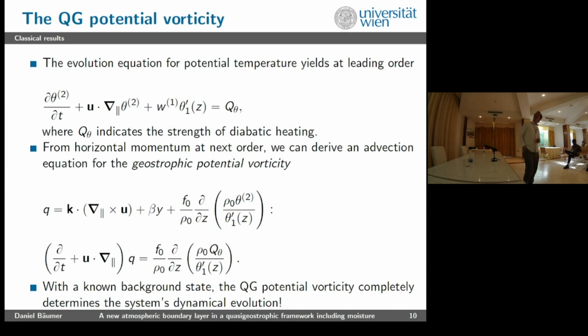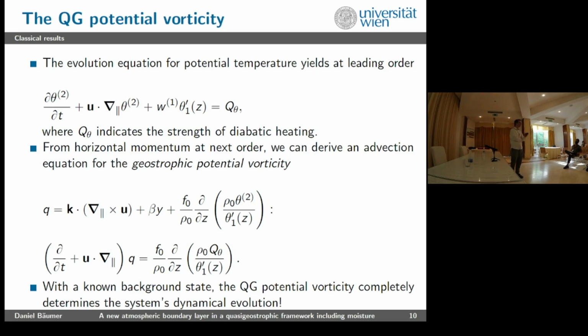All right, now we also have an evolution equation for the potential temperature, which I think has nothing surprising in it. We've separated out the vertical background profile. And now Q theta is supposed to indicate the strength of diabatic heating, right? And if you consider the horizontal momentum balance at the next order, now we get something very interesting.